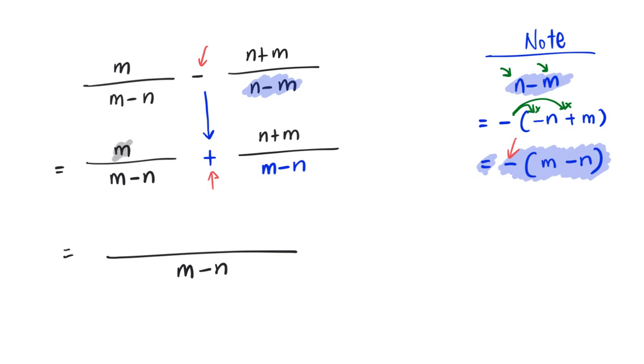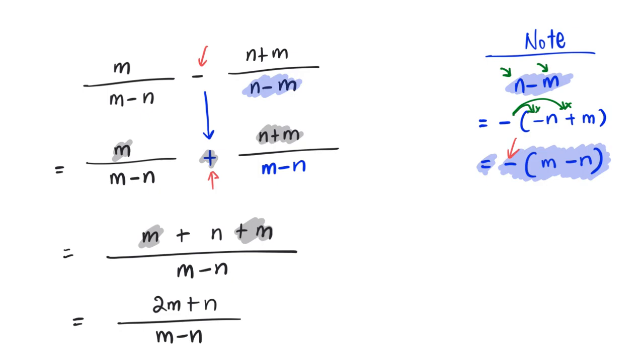The numerator will be m plus n plus n. And final answer, two m plus n. And since I cannot factorize the numerator further, this will be the final answer.